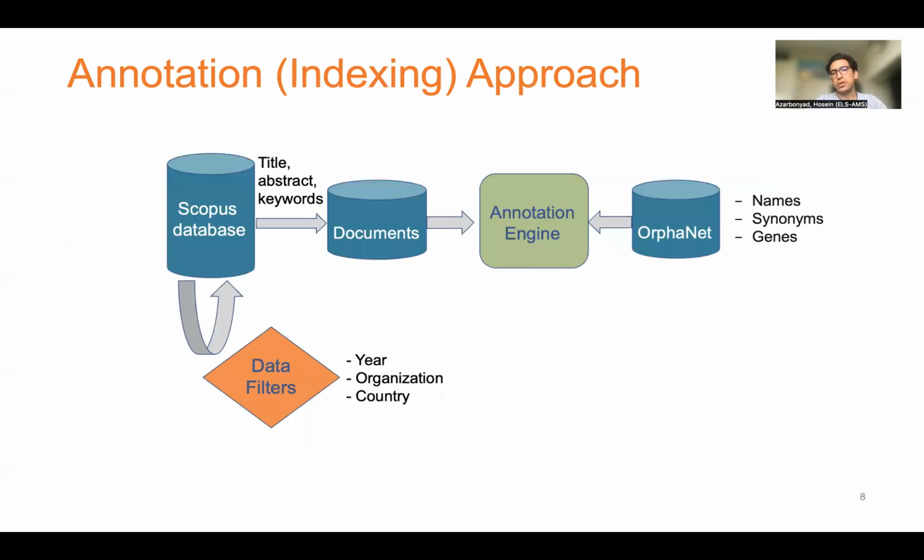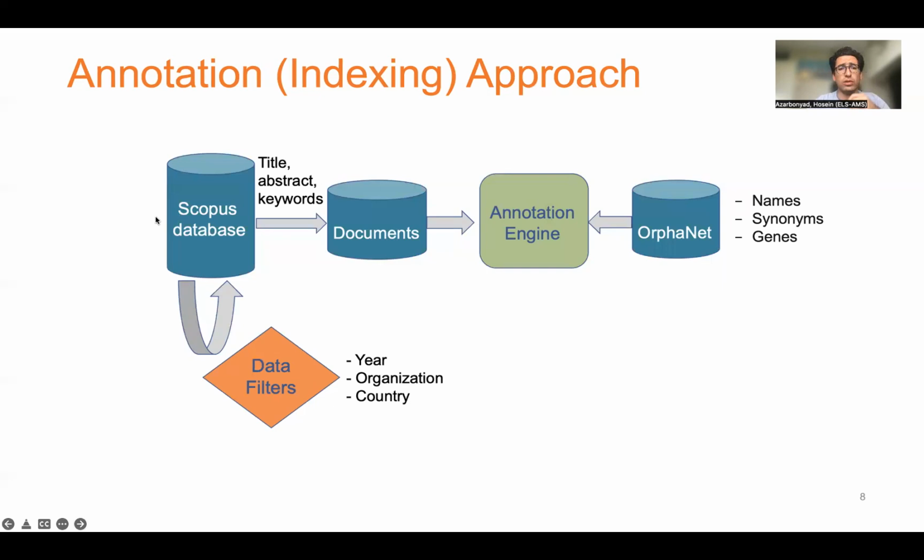This is our annotation or indexing engine, basically the pipeline, which is quite a simple pipeline. As I said, we start with the Scopus database. From the Scopus database, we apply different kinds of filters. For example, we filter on the year to track only the publications in the past 10 years, but we also filter based on organization or country to see what kind of organizations are most active in what kind of diseases, or what diseases are frequently studied in what countries.